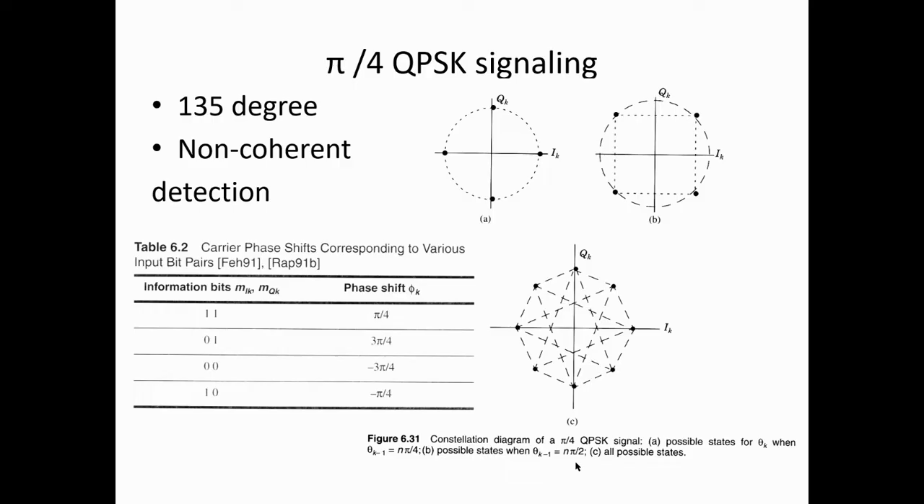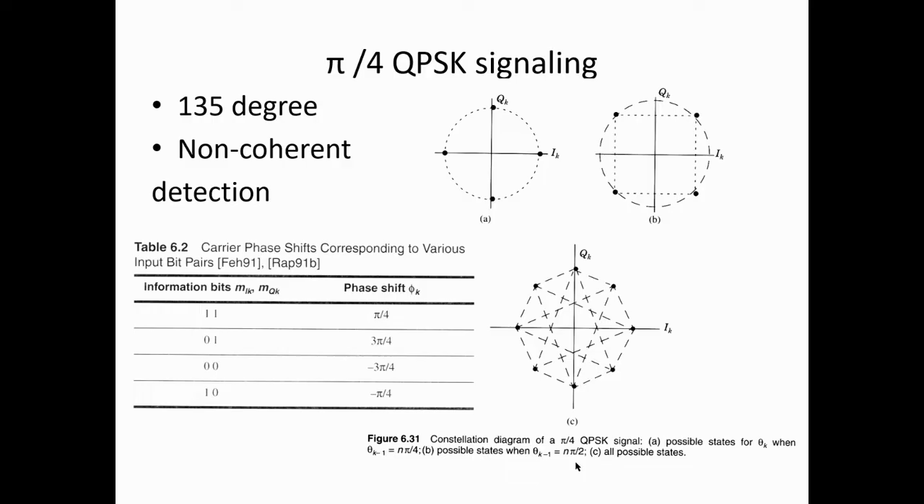In this lecture, we are going to discuss the pi by 4 QPSK, which also reduces the phase shift. Here, if you are transmitting two bits simultaneously, the phase shift is restricted to between plus or minus 45 degrees and a maximum of plus or minus 135 degrees. By restricting the phase shift value in between them, we are increasing the performance of the modulation.